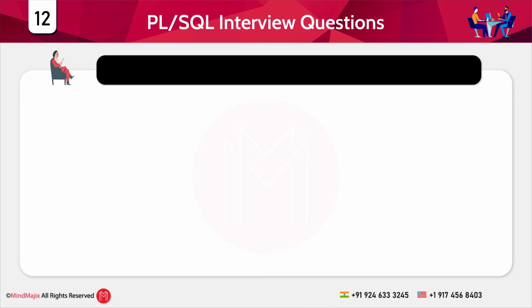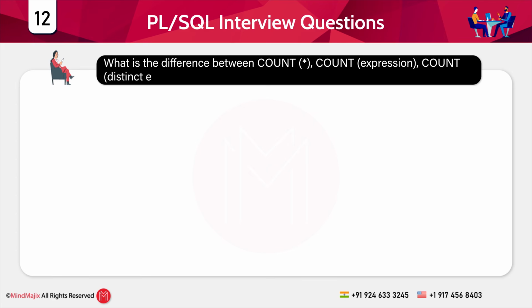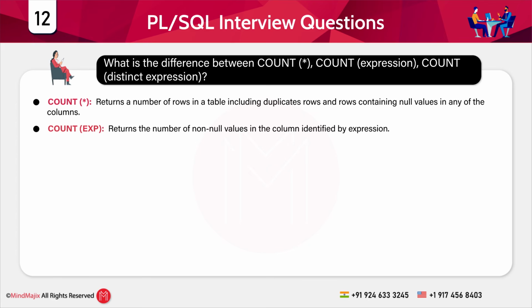The next question is, what is the difference between COUNT(*), COUNT(expression), and COUNT(DISTINCT expression)? COUNT(*) returns the number of rows in the table, including duplicate rows and rows containing null values in any of the columns. COUNT(expression) returns the number of non-null values in the column identified by the expression. COUNT(DISTINCT expression) returns the number of unique non-null values in the column identified by the expression.